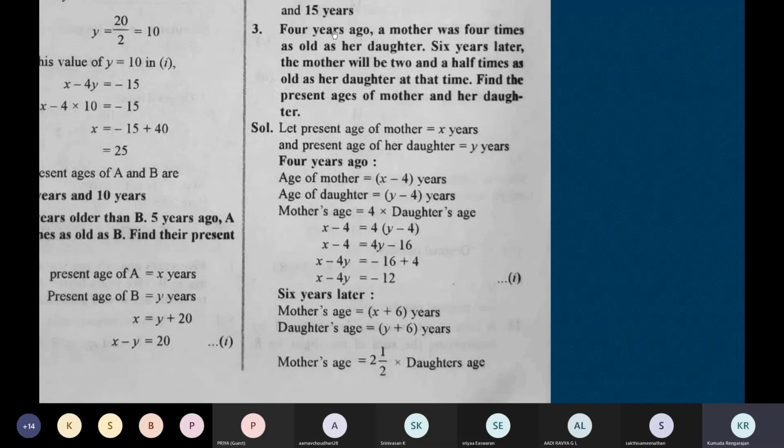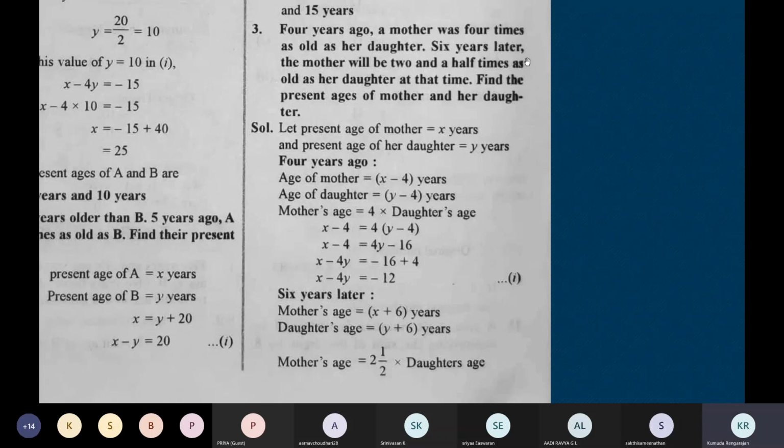4 years ago, the mother was 4 times as old as the daughter. So mother's age is equal to 4 times, meaning 4 into the daughter's age at that time. Was, is, will be, all that means equal to. Mother's age was 4 into daughter's age. So mother's age x -4, daughter's age y -4, 4 into y -4 is equal to x -4. From that you get an equation.